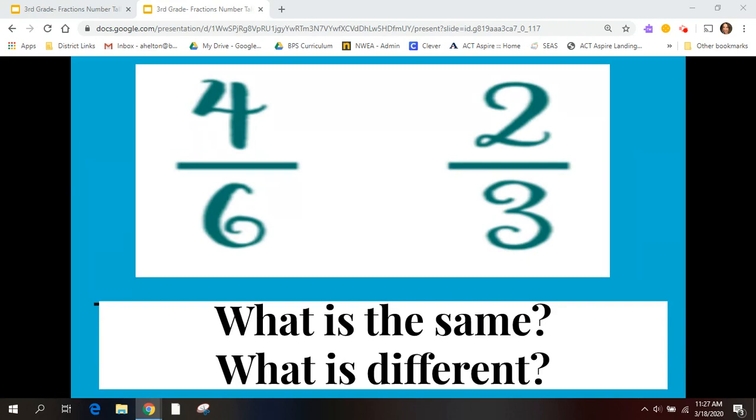4/6 and 2/3. What's the same and what's different? This one might be a tricky one, okay? Because what's different is the numerators are different and the denominators are different. But if you take time and you draw a picture of this or chart them on 2 different number lines, you'll see that these are actually equivalent fractions. Pretty cool, right? Because both of these represent the same amount. They're equivalent or equal fractions.